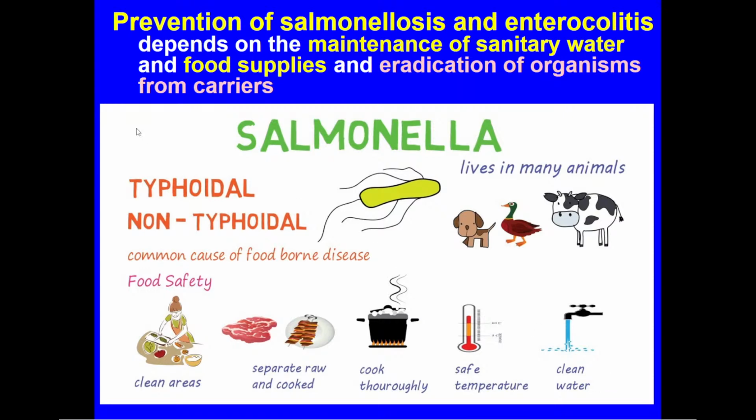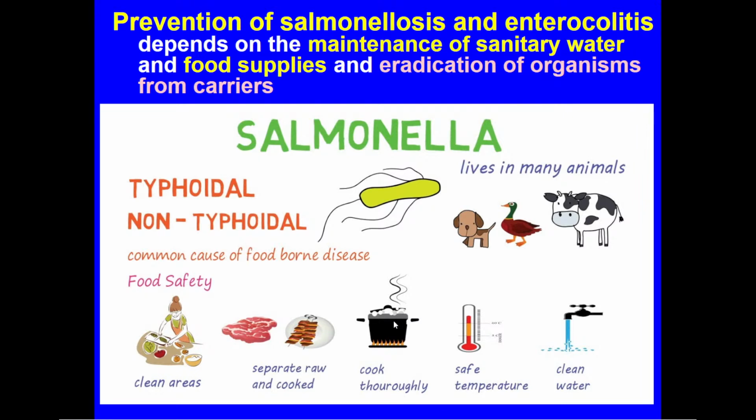So a few words about Salmonella. We may have typhoidal and non-typhoidal Salmonella. The sanitary water and food supply is very important in prevention of Salmonella and eradication of organisms in the carriers. Salmonella may live in many animals, but only non-typhoidal bacilli. Typhoidal live in the human body only.